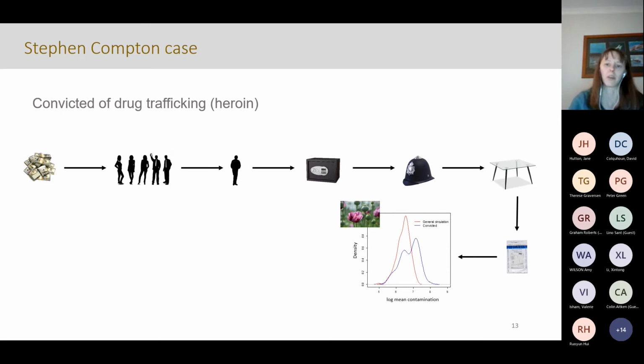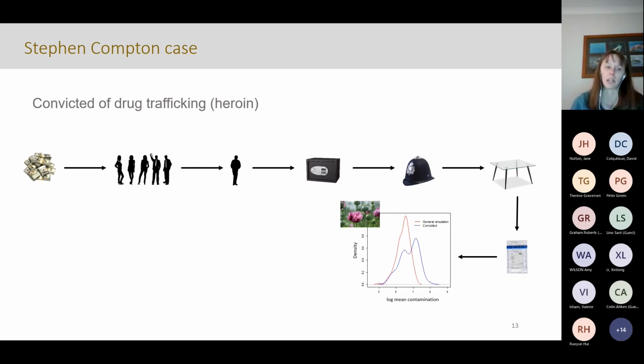then they put them in tamper-evident bags and they took them away to be evaluated for drugs. And they found that these banknotes were contaminated with heroin, a lot more than you would expect from general circulation banknotes. So the police put forward the following timeline of what they thought happened during this case.